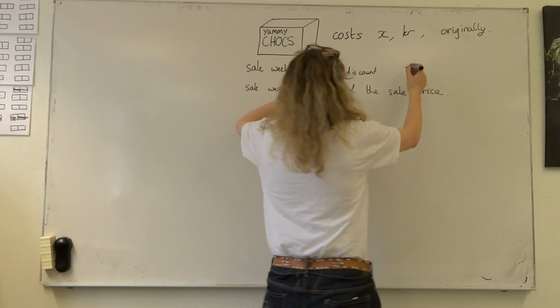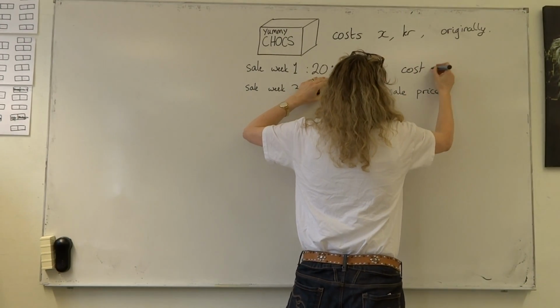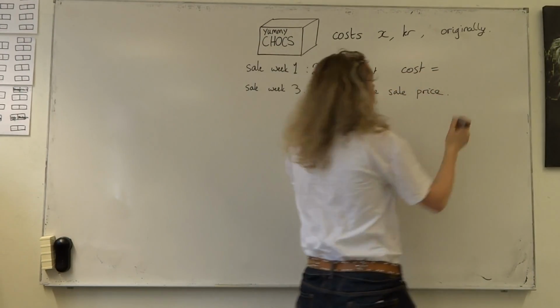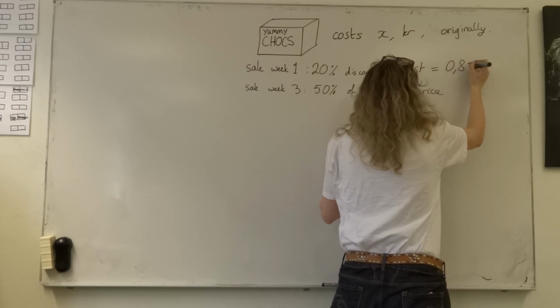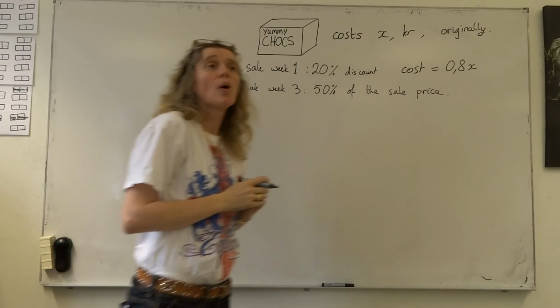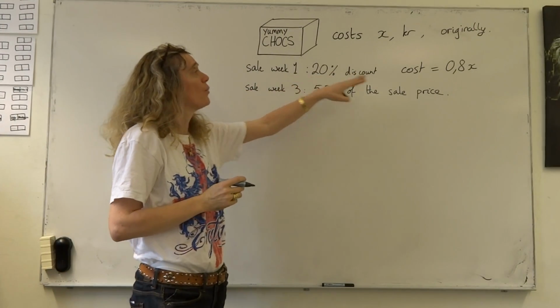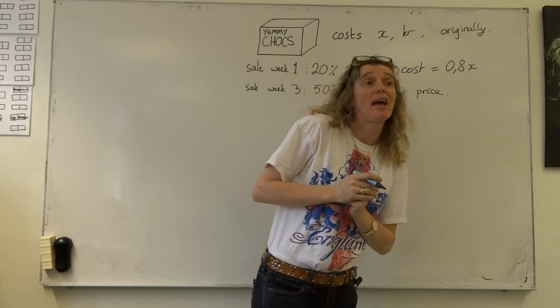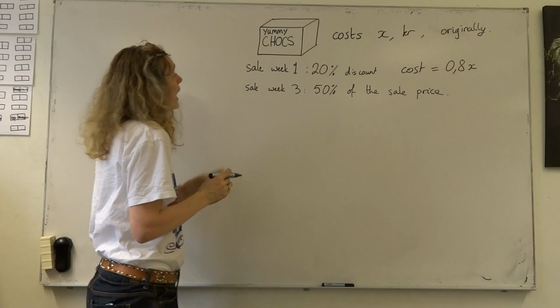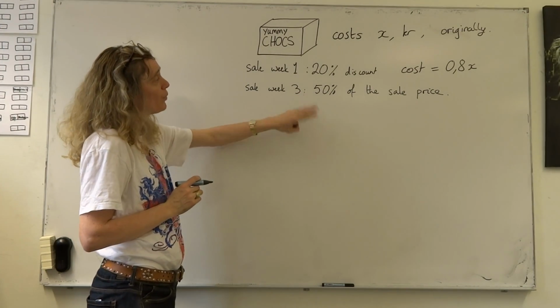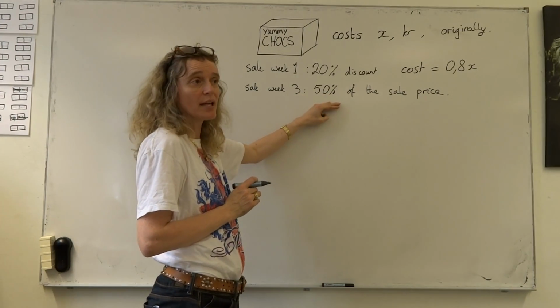So what is the box of chocolates going to cost when we have 20% discount? That means that we would pay 80% of the original. We know that the factor change of 80% is 0.8 of X. So after the first week's discount, we would pay 0.8 of X. We get 20% off. Then after week 3, we get 50% off the sale price.